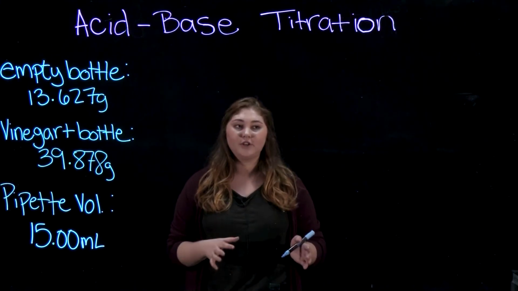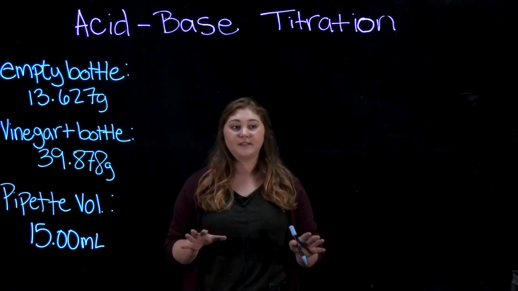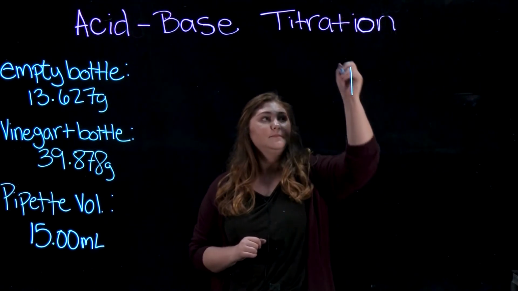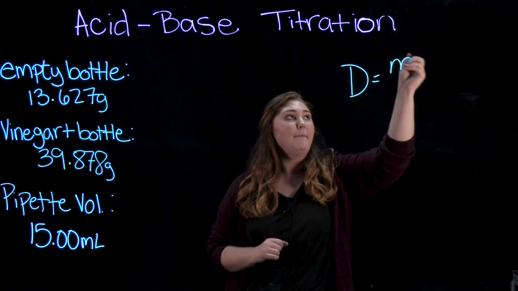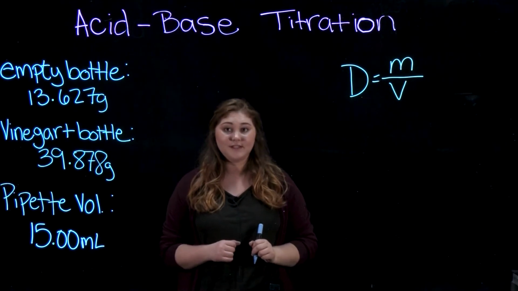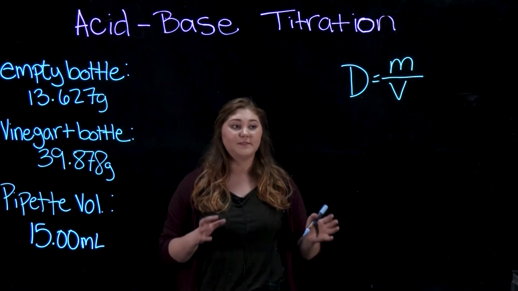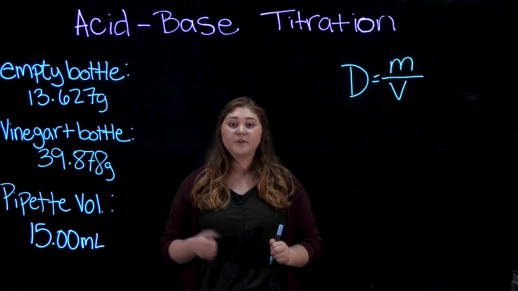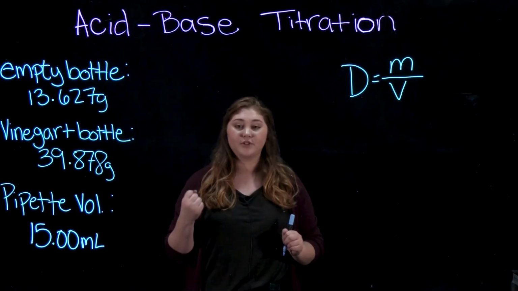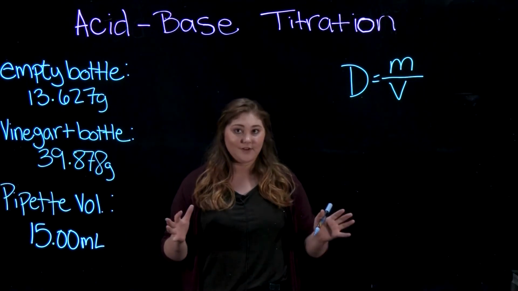The first post-lab question asks you to calculate the density of vinegar. Before we calculate the density of the vinegar, let's look at our formula for density. Density is equal to mass over volume. From this, we can see that we're going to need the mass of our vinegar sample and the volume of that same sample. Both of these numbers will come from the data that you collected during the density of vinegar portion of your lab. Let's look at our data to find the mass of our vinegar sample.